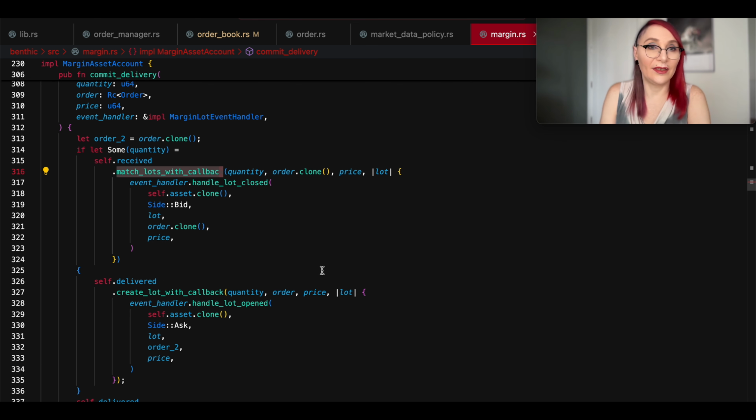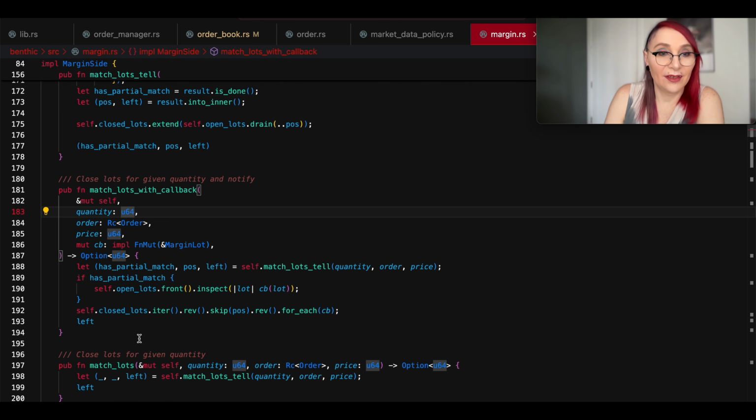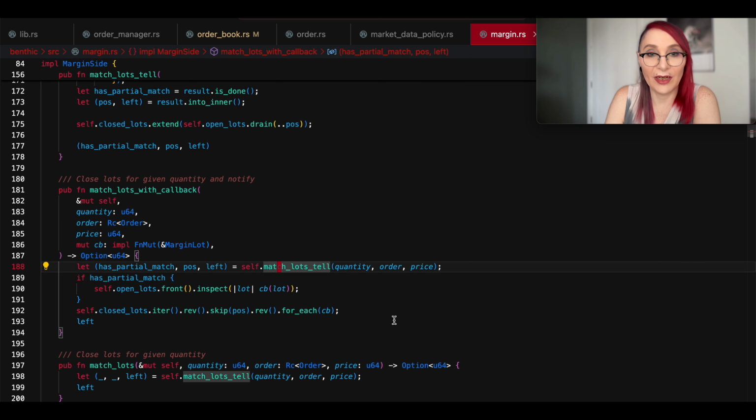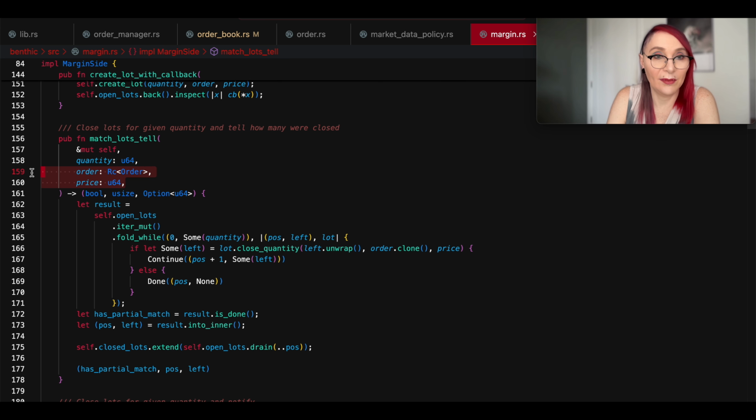All right, so what does the lot matching look like? So this is our lot matching function, okay? And the lot matching function is calling match lots and then it calls the callback. So let's go to this one. So this is our lots matching function. It takes the quantity that we want to match against, okay? And some details for our transaction that we want to store in the lot, okay?